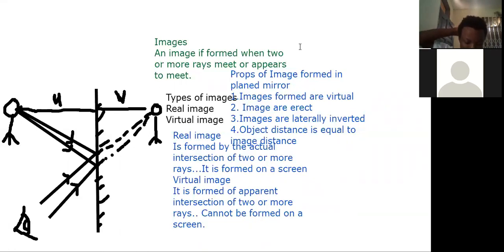Can you hear me now? So in the mirror periscope, we use two mirrors, and the two mirrors are each inclined at an angle of 45 degrees, and they are used to view or look at objects behind obstacles.